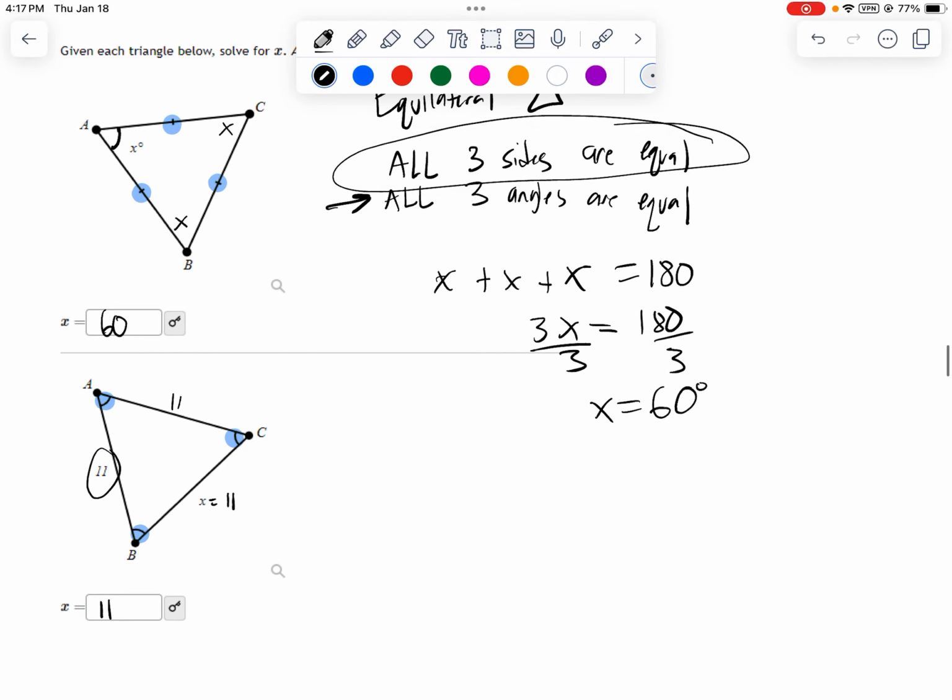It's just using a straight property of equilateral triangles. Know what you're looking at, know how to use it.